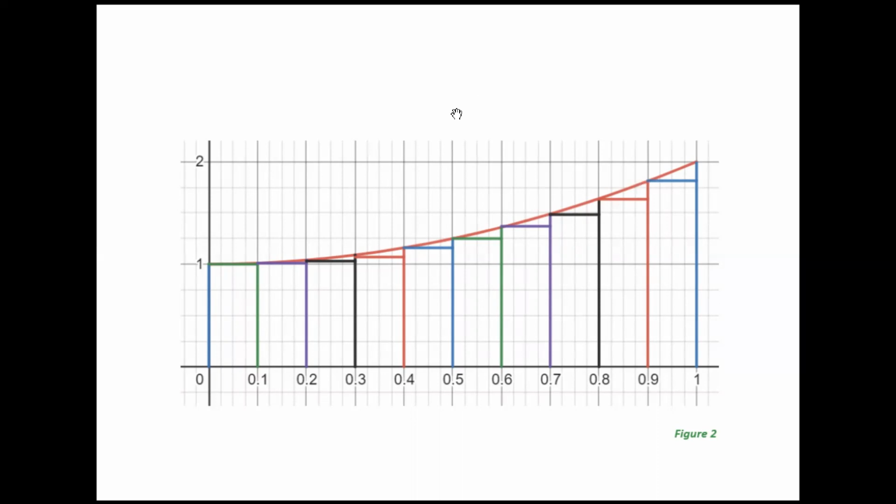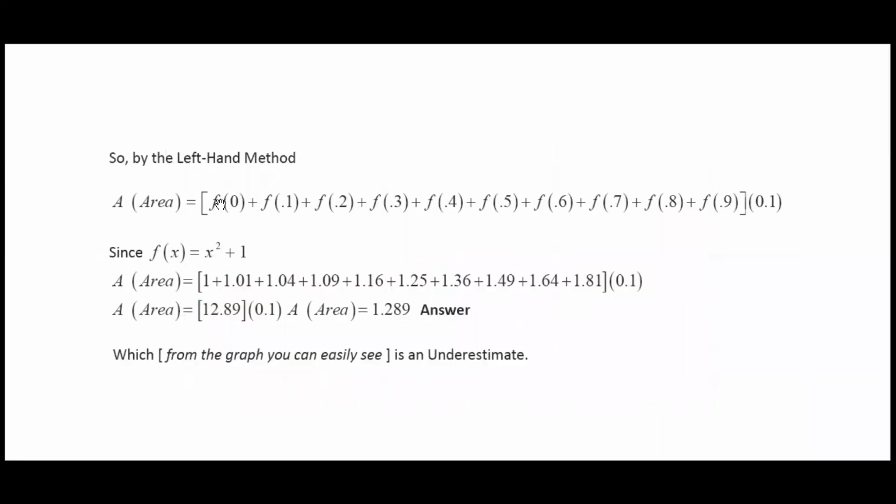Okay. Now, what's the area? Well, you take f of 0, that's your first height, f of 0.1, that's your second height, f of 0.2, and so forth. Now, what are these? Well, it means put 0 into your function. So when you put 0 into your function, you get 0 squared, which is 0, plus 1, 1, that's your first height. When you put 0.1 or 1/10 into your function, you get 1/10 squared, which is 1/10 times 1/10 is 1/100th, or 0.01. Add that to 1, you get 1.01. So that's the height of the second rectangle.